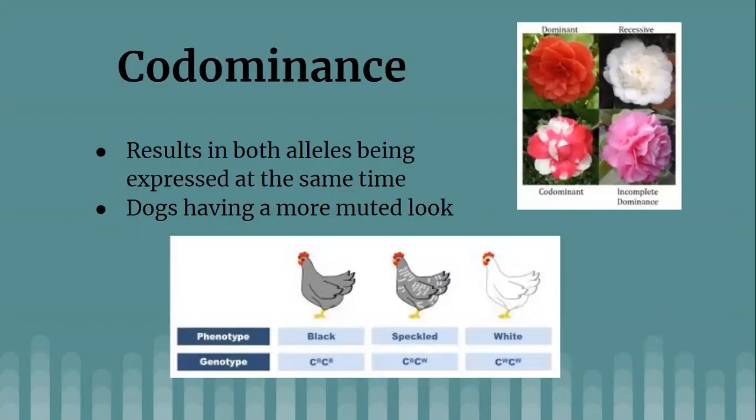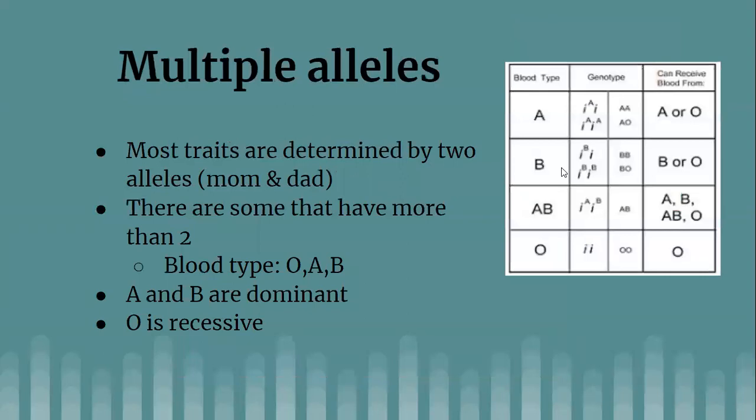So just like the flower shown over here, incomplete dominance of this dominant and recessive gene is going to turn into pink because it's blending the colors. With codominance, they're both going to appear on the organism itself.